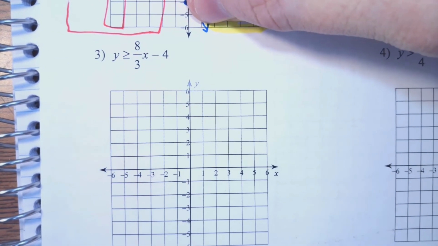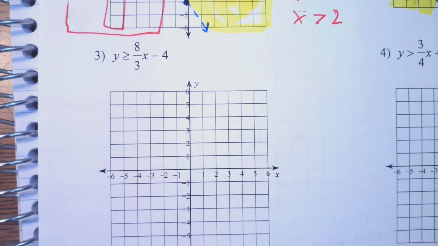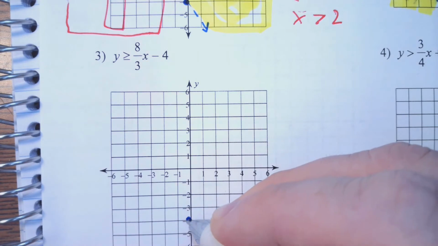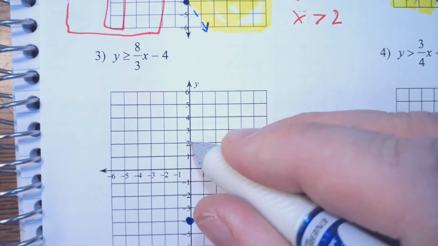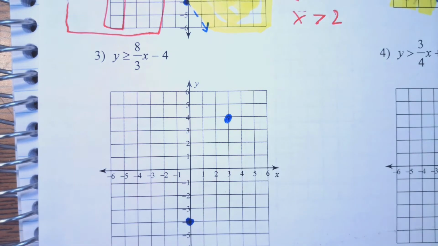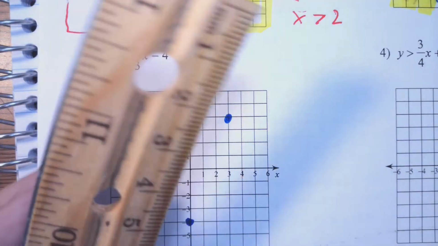Okay, so we're trying to do these on our own. Well, I'm glad I'm reviewing these four because the systems is a little bit tougher than this. Okay. Three again is going to be a solid line because of the sign.